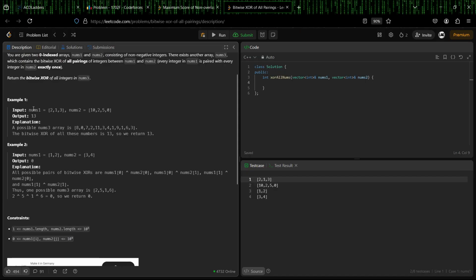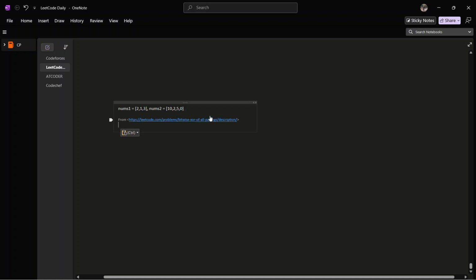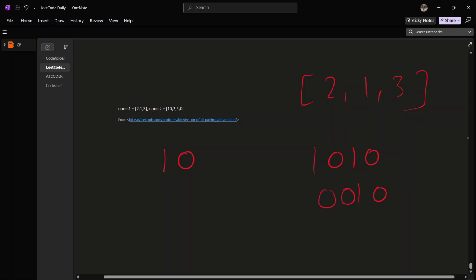Let's take the first example. 2, 1, 3. So 2 can be represented as 1, 0, right? And let's take nums2. Let's represent these numbers also in bitwise form. So 10 can be represented as 1, 0, 1, 0. 2 can be represented as 1, 0, so this will be zeros only in the upper bits. 5 can be represented as 0, 1, 0, 1. And 0 will be 0, 0, 0, 0. Right?